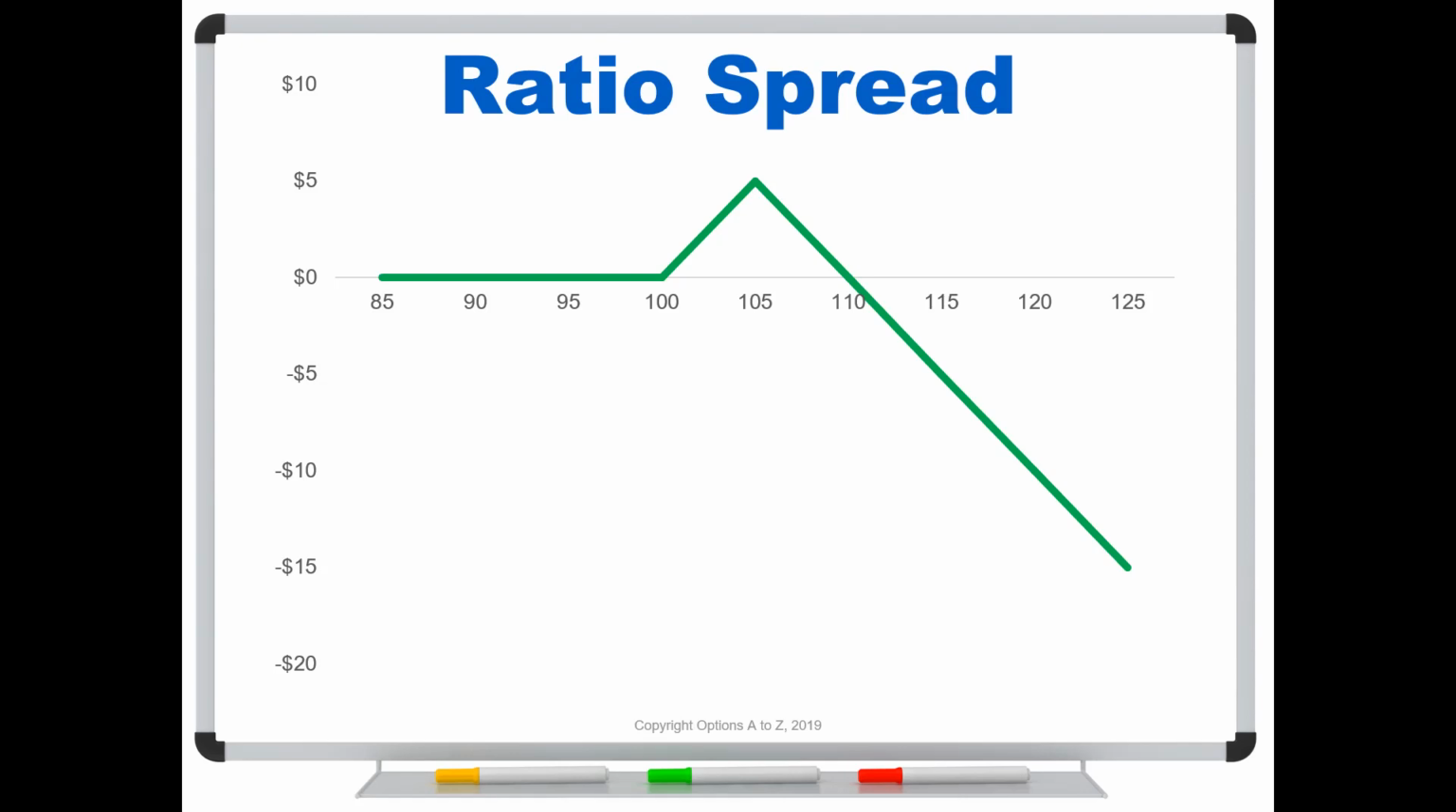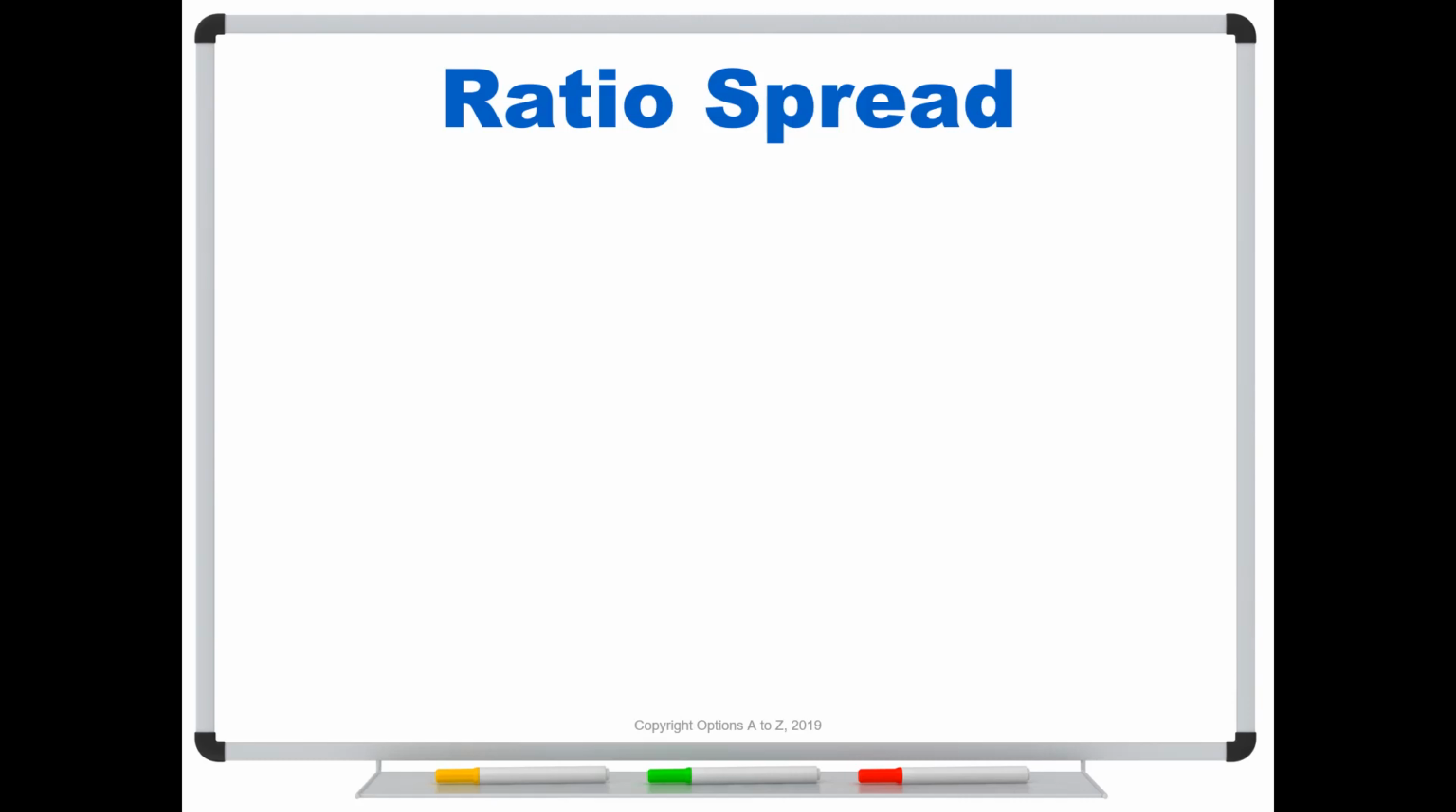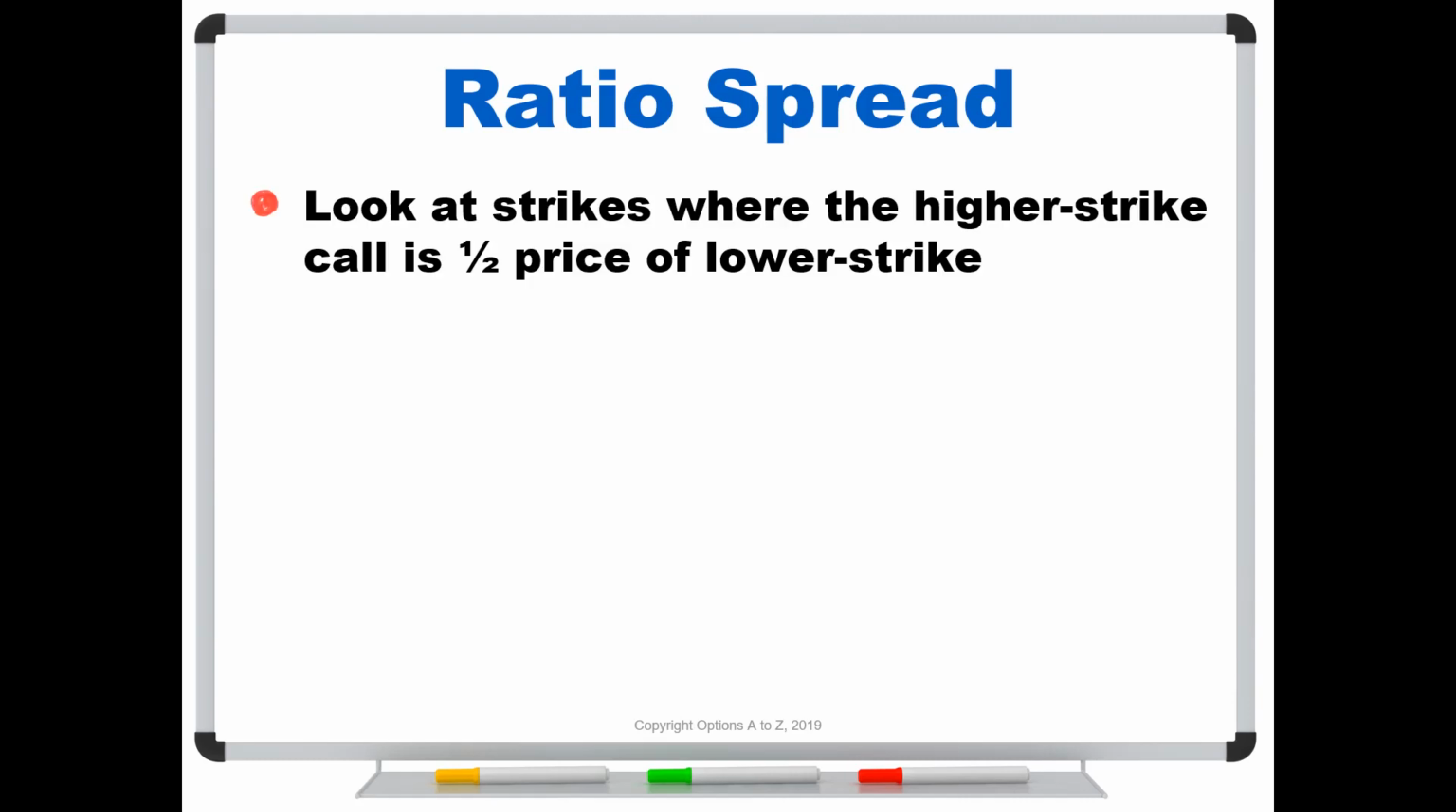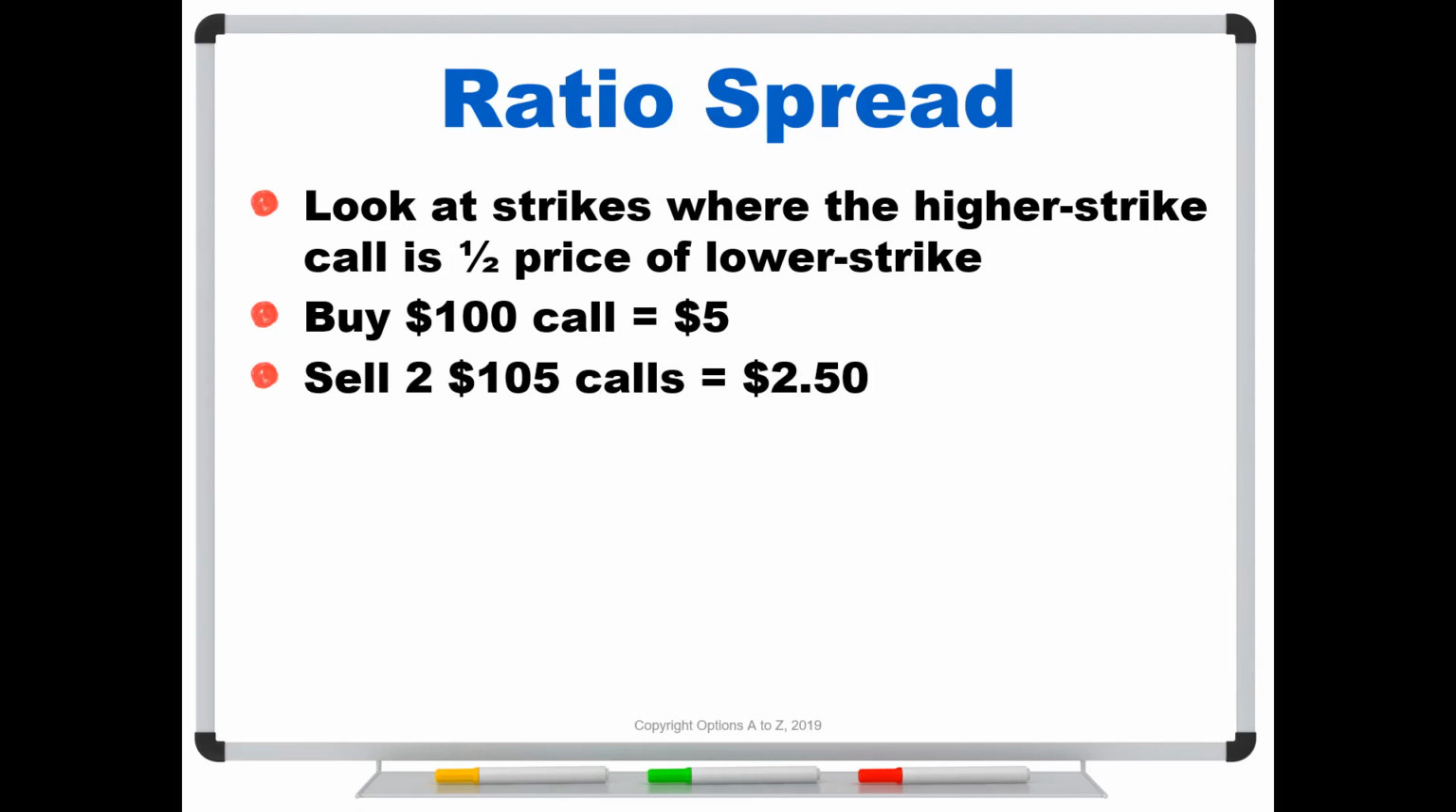Well, how could we use this, though, in combination with our covered call? What we're going to do is to look at strikes where the higher strike call is half the price of the lower strike. So in my example, I was assuming the $100 call was trading for 5. Well, what if we bought that $100 call for 5? But we also found that the 105 call was trading for 2.50, for half the price. Well, if I sold 2 of the 105 calls for 2.50, notice that results in a net zero. In other words, it didn't cost me anything, at least outside of commissions.